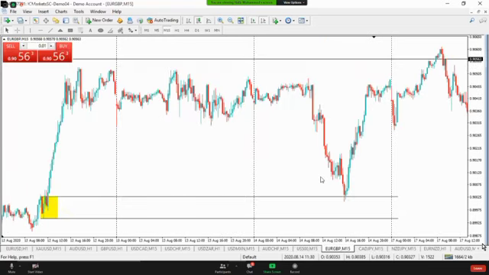So the imbalance we need to check on the M15 time frame or H1. You can decide to drill it down to reduce the risk to reward. If the H1 is offering a bigger risk, you can decide to drill it down to the M15 or even the M5.